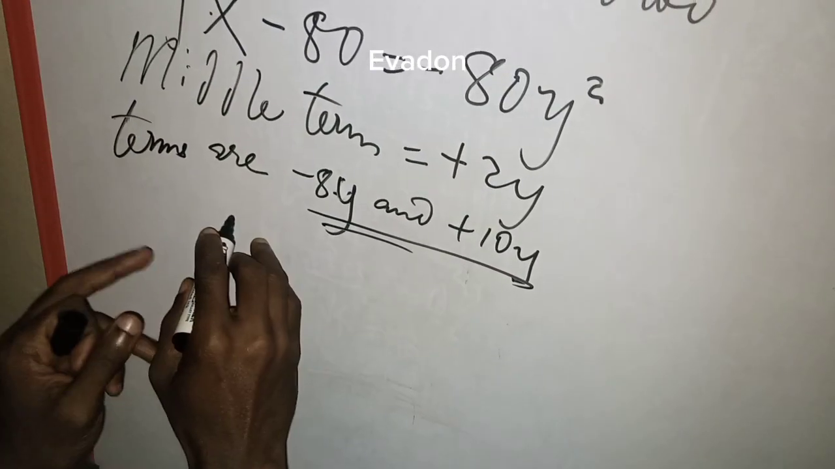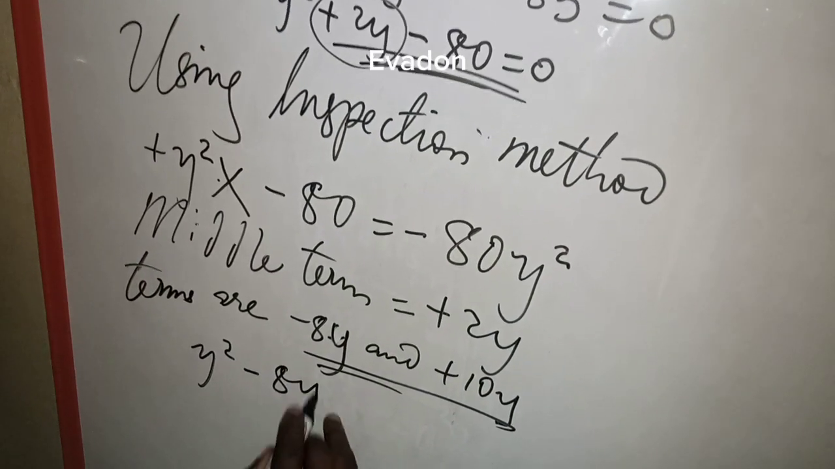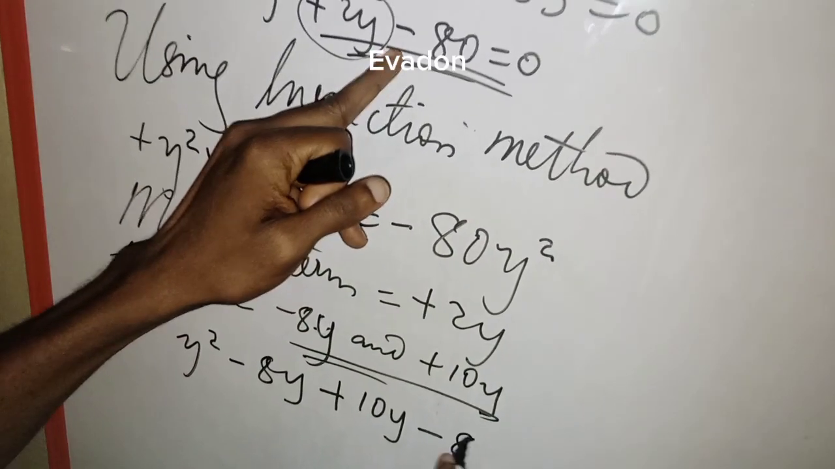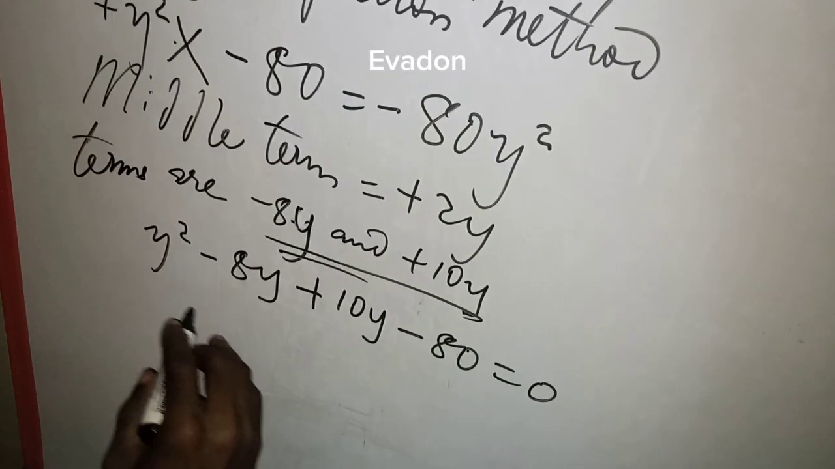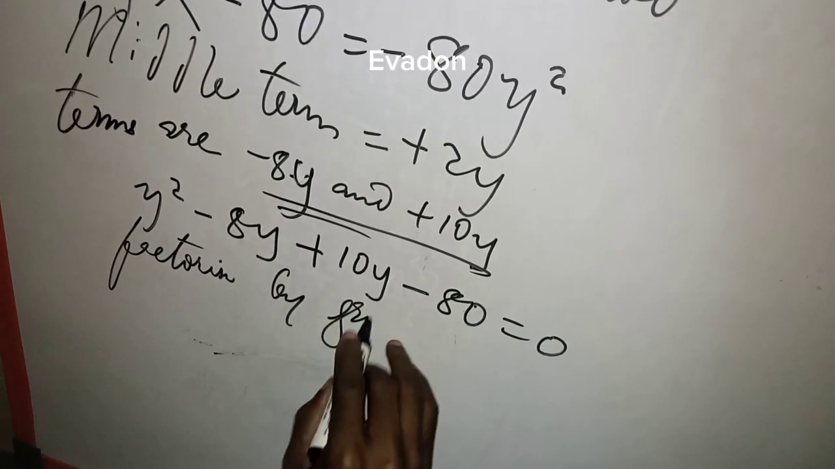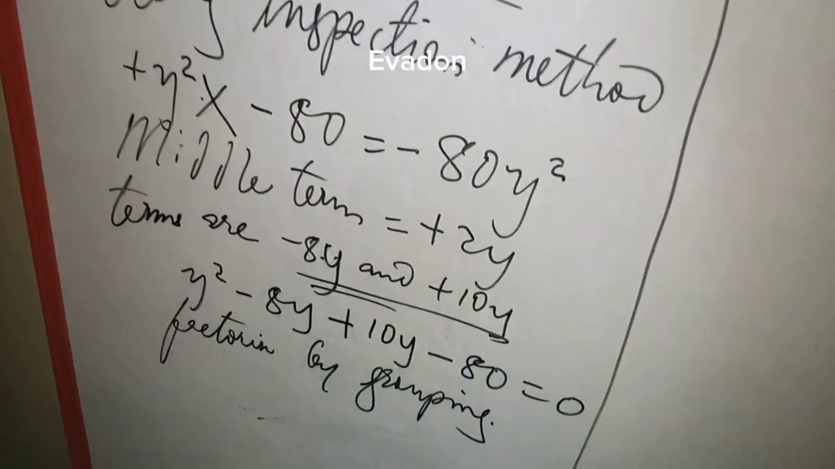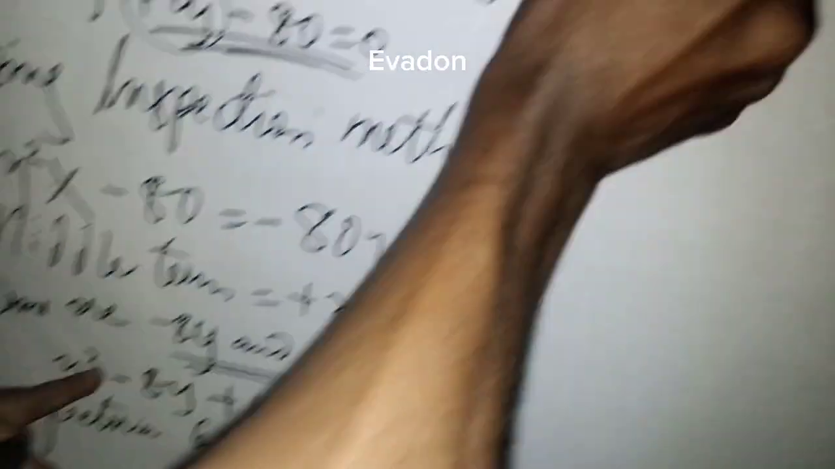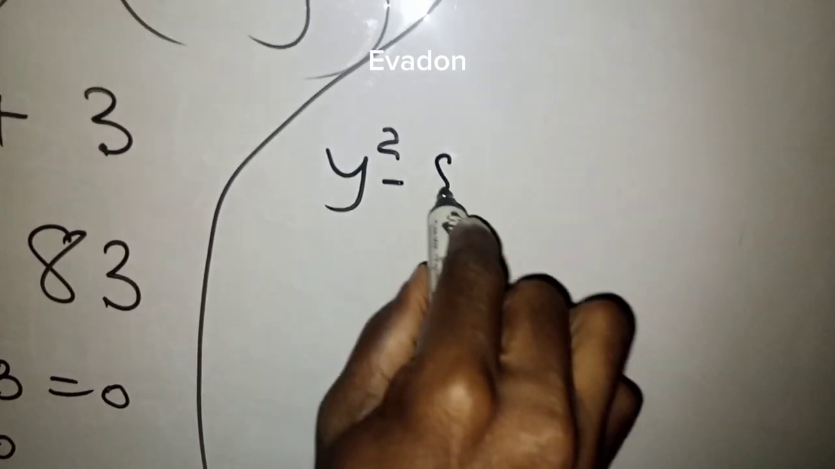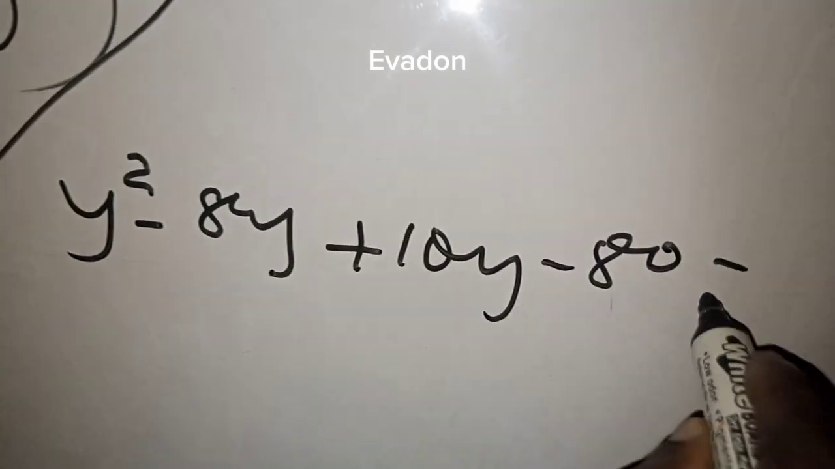The next step, we are going to rewrite that quadratic equation and replace the middle term with our new terms. So we have y squared, instead of the plus 2y, we have minus 8y plus 10y, then minus 80 equal to 0. So we want to factorize by grouping. So we have y squared minus 8y plus 10y minus 80 equal to 0.